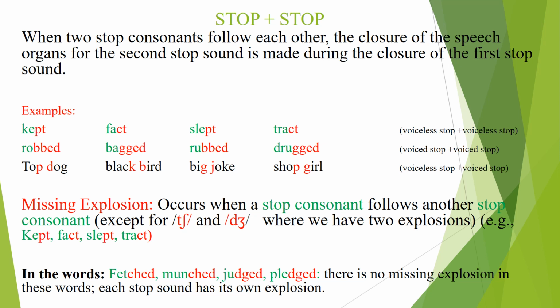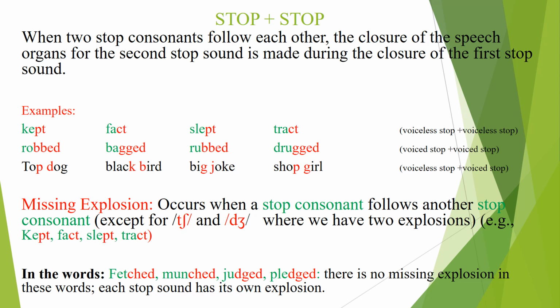Stop plus a stop, or a stop followed by a stop, or a stop sound followed by another stop sound. When two stop sounds or consonants follow each other, the closure of the speech organs for the second stop sound is made during the closure of the first stop sound. For example, we say kept, fact, slept, tracked.